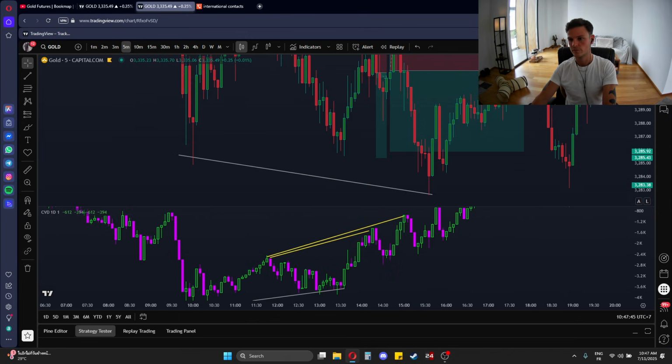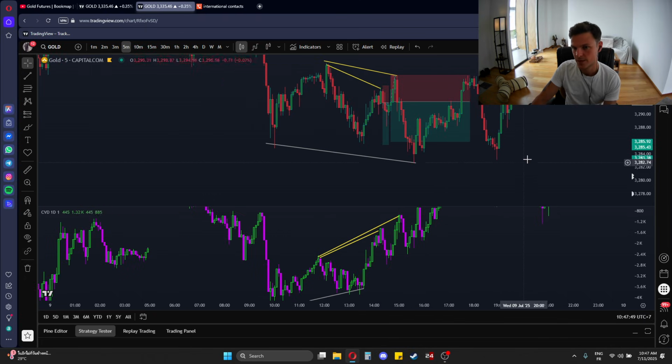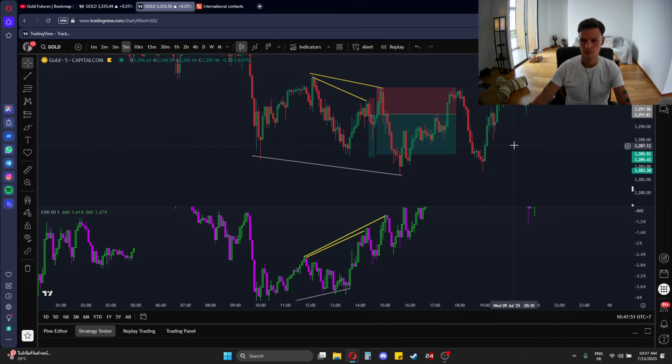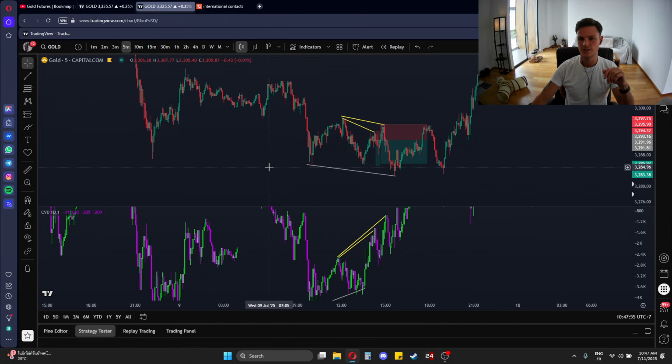So you're looking for divergences at the highs for selling, and divergence at the lows for buying, obviously. Okay, so exhaustion, I went through it, it's not interesting. The most important is the absorption setups, okay.